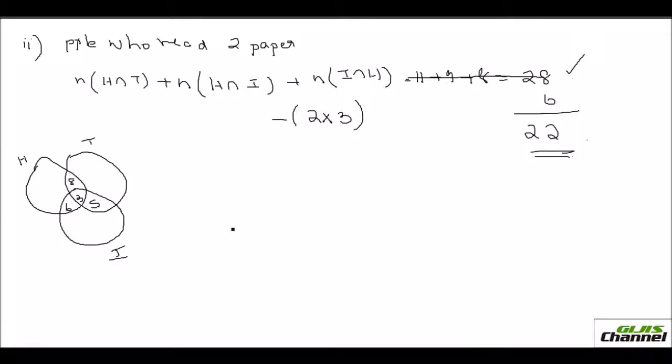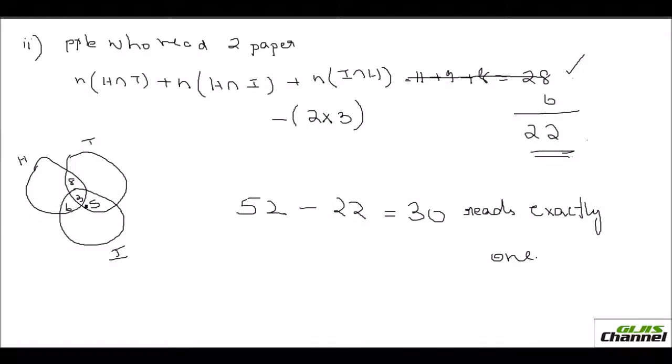Now from the total people who read at least one paper, 52, right? Take away those who read 2 papers, which is 22. Got it? So you will be left with 30. Only 30 read exactly 1. I can show it to you in the diagram. So first what we did, we wrote those who are in all 3, right? That you put, and then you subtract this and write the rest, right?